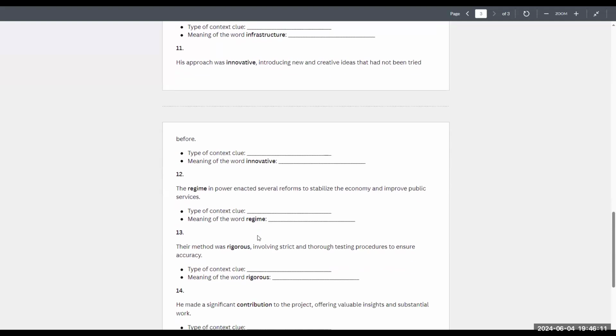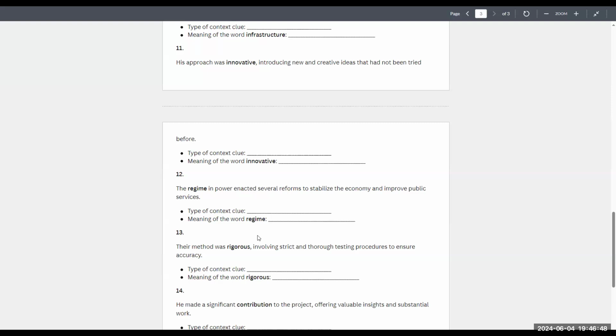Okay. His approach was innovative, including new and creative ideas that has not been tried yet. What do you think? What does it include? New and creative, right? That's what innovative means. It means new and creative. And they say it twice, so then it is a restatement. All right.